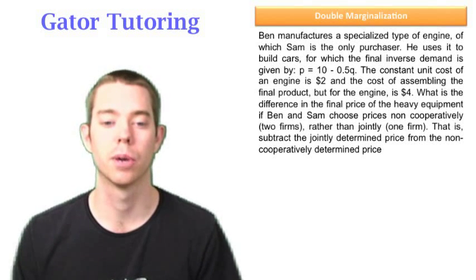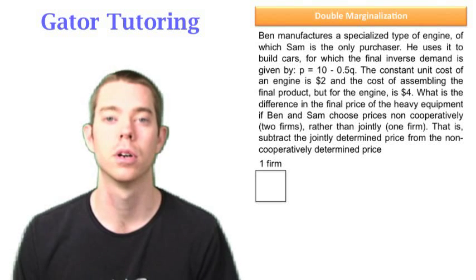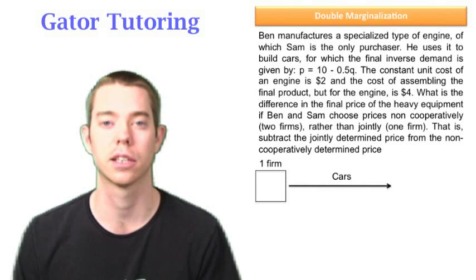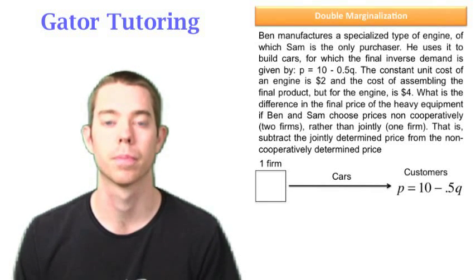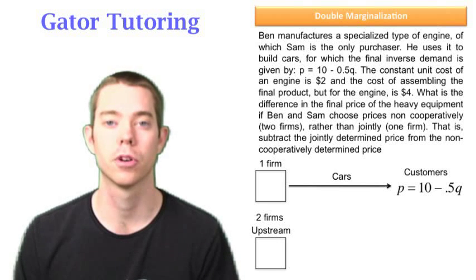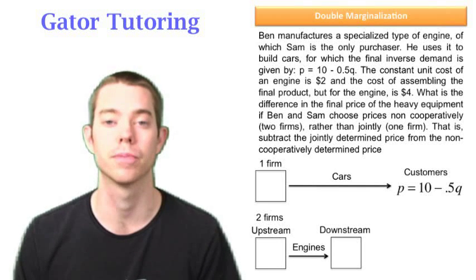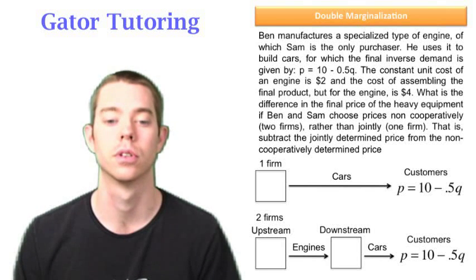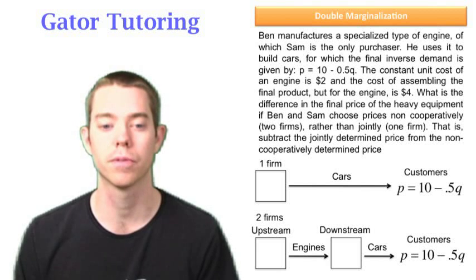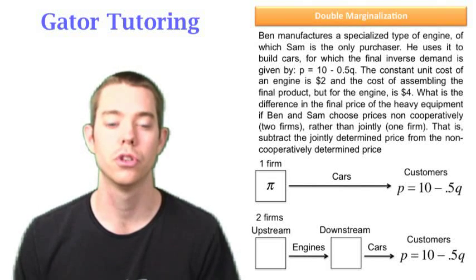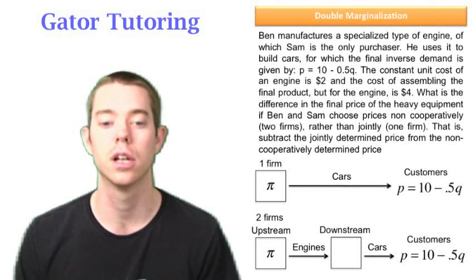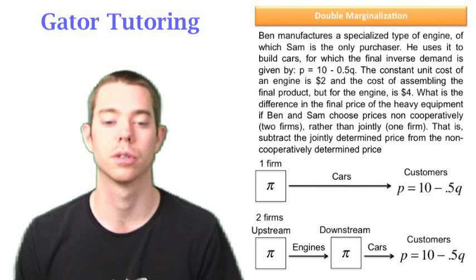So I'm going to draw a little diagram to help us understand what's going on. With one firm, we have just one firm selling cars to the customers. With two firms, we have an upstream firm. Again, they're selling the engines to a downstream firm, which is then assembling them and selling cars to the customers. So the problem arises because one firm is making their one profit. They have one profit margin. With two firms, the upstream firm makes a profit margin and the downstream firm makes a profit margin, and that is the problem of double marginalization.